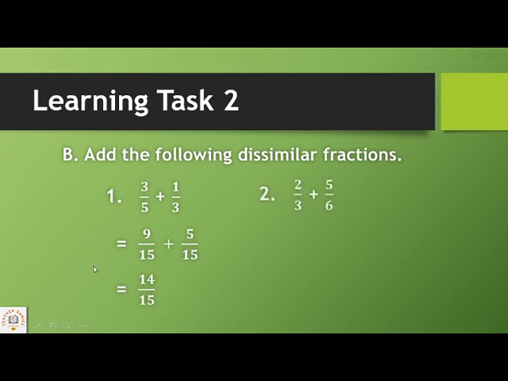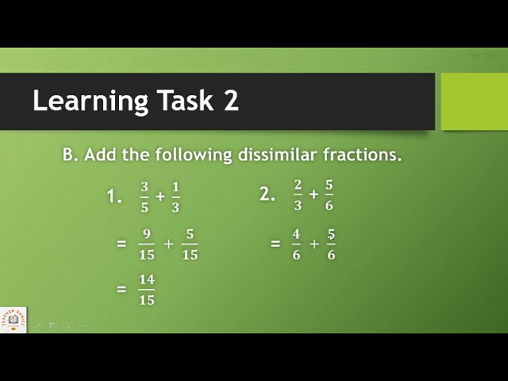Next, for number 2, 2/3 plus 5 over 6. Find the LCD. The LCD of 3 and 6 is 6. To get the first numerator, just divide 6, which is the LCD, by the first denominator. So 6 divided by 3, that is 2. Times 2, which is the first numerator, the answer is 4.